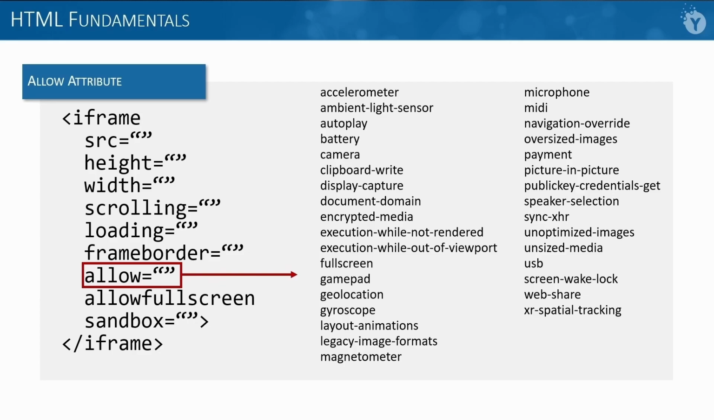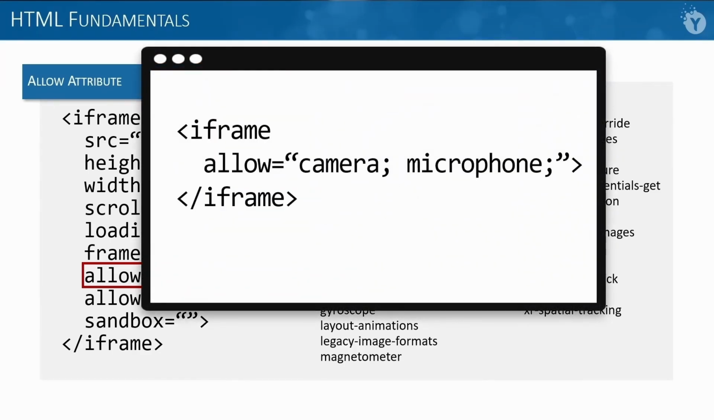The allow attribute is not mandatory, unless the contents of the iframe require certain privileges in order to run. However, when specified, it accepts a basic list of items separated by a semicolon like this. What you enter here will depend on what the content of the iframe needs access to.